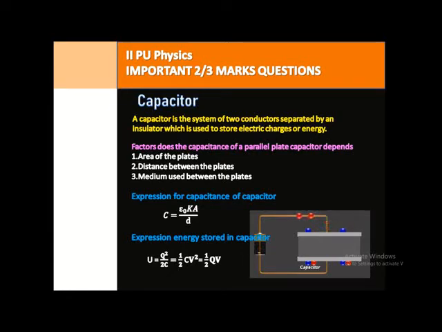Next, they ask to write the expression for capacitance of a capacitor, that is C is equal to epsilon naught K A divided by D, and they may ask to write the expression for energy stored in a capacitor. Energy stored in a capacitor U is equal to Q square by 2C, or half CV square, or half into Q into V.